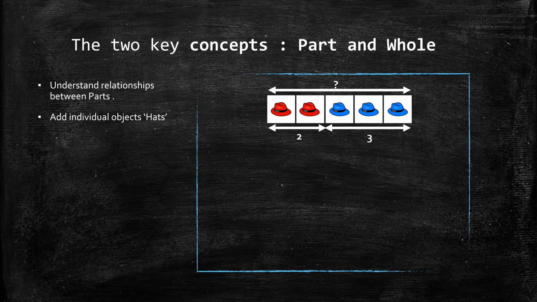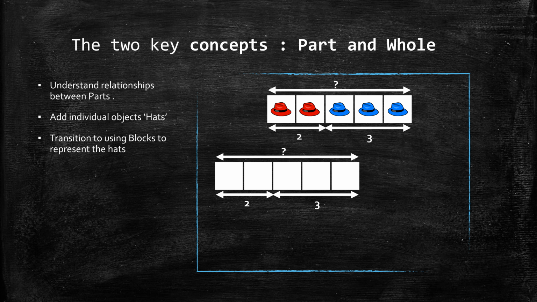Initially, the child starts by adding individual hats, in this case, as seen in the image here, to comprehend a basic addition question like 2 plus 3 equals 5. It is crucial to use concrete objects like hats or balls to facilitate the child's connection with the concept.